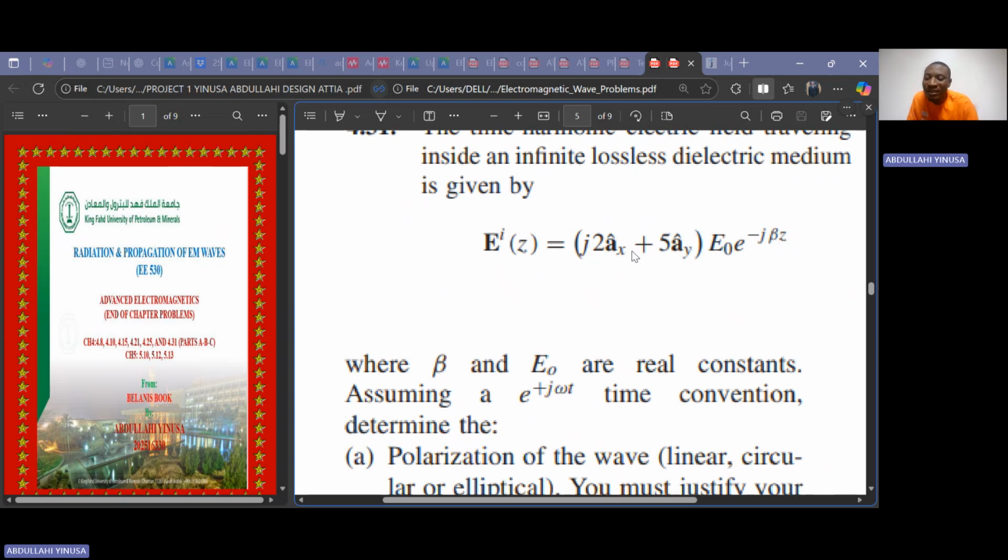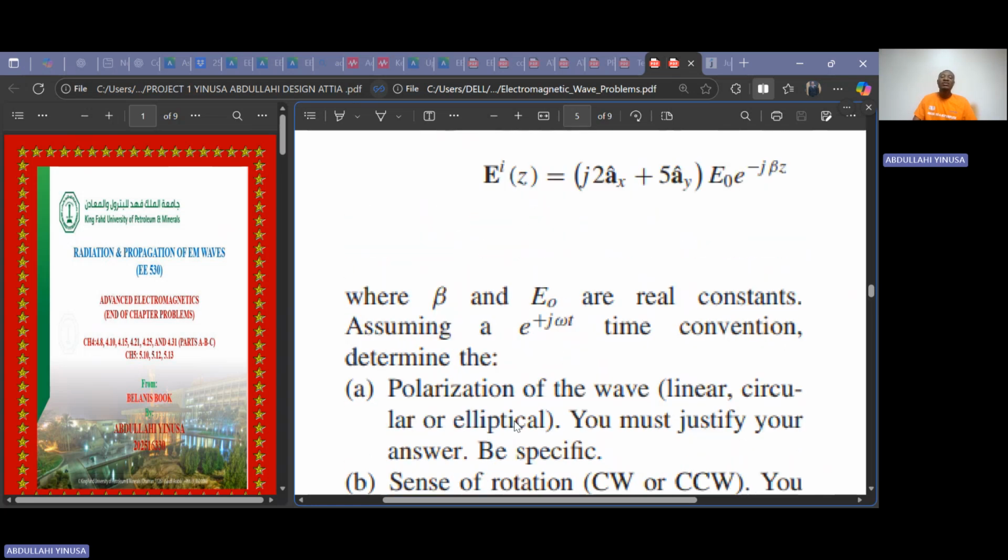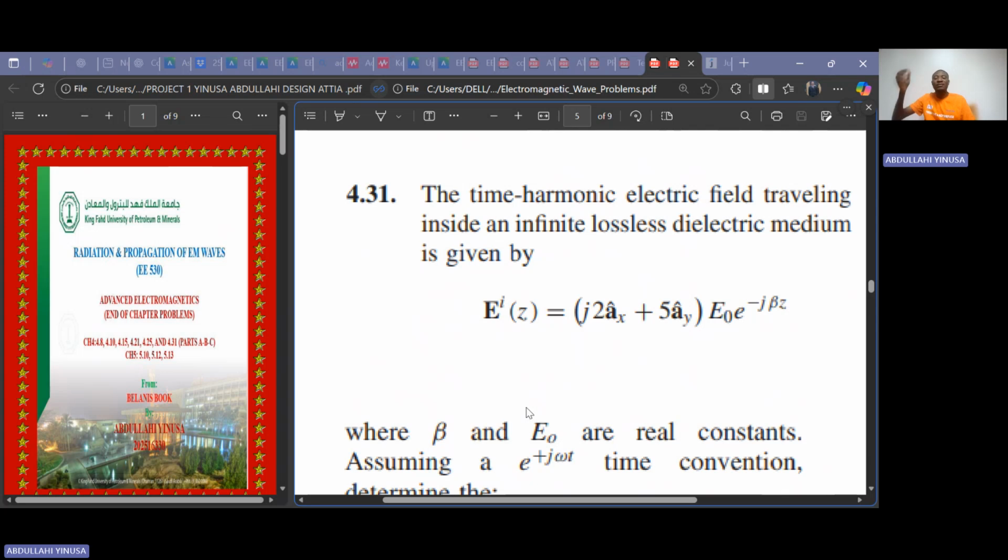Can we conclude from there that it is elliptical? It depends on the phase difference. Ax is leading by 90 degrees, and the other is 0 degrees. Since Ax is leading by 90 degrees, it is elliptical polarization. Is it right-handed or left-handed? Because Ax is leading, it is right-handed. And because it is right-handed, it is going in the clockwise direction. So that's the sense of the rotation: clockwise. The axial ratio is just the ratio between the magnitude of Ax and that of Ay.